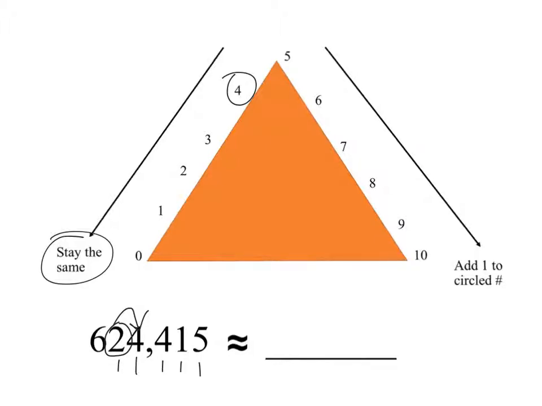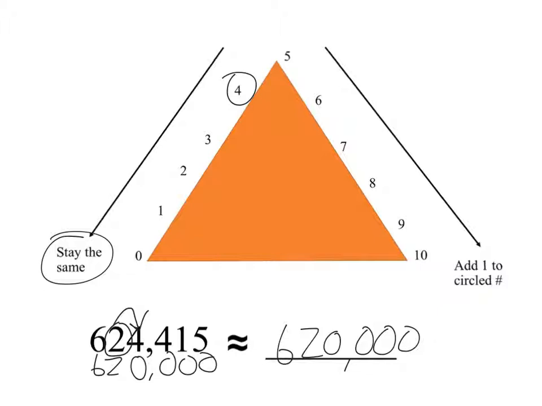Alright, so that 2, I have to erase my lines down below. That 2 stays the same. Everything else after it becomes a 0. And I can't forget my numbers in front. I'm going to fill in my blank, and I'm going to say my statement here. 624,415 is about, or approximately, or close to 620,000.